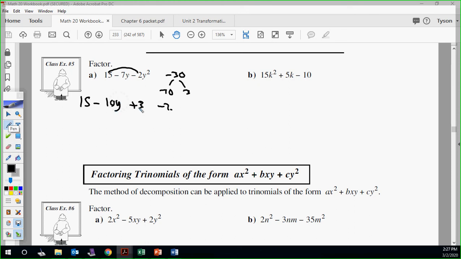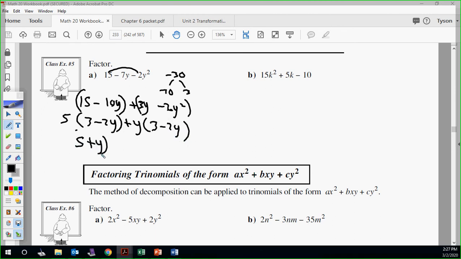10y, 3y, and 2y squared. And we're back to grouping. The thing that's nice about this is the orders only matter because we're still going to group it the same. 15 and 10, take a 5 out. That gives me 3 minus 2y. Here we're going to take out just a y. That gives us 3 minus 2y again. So we're happy they match. 5 plus y gets pushed together. 3 minus 2y is the common factor.